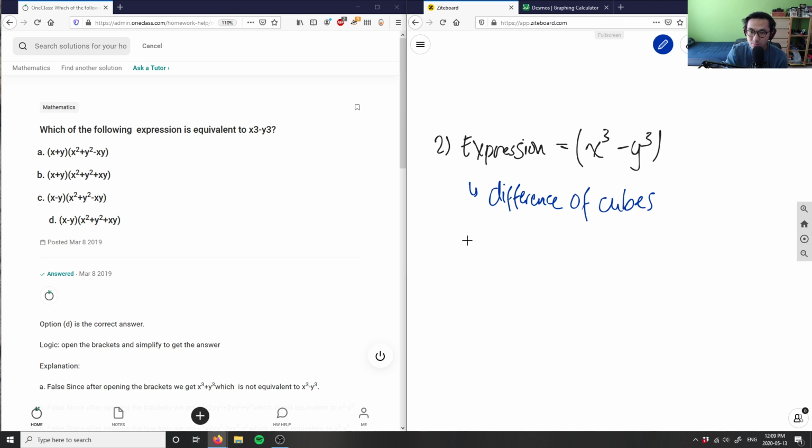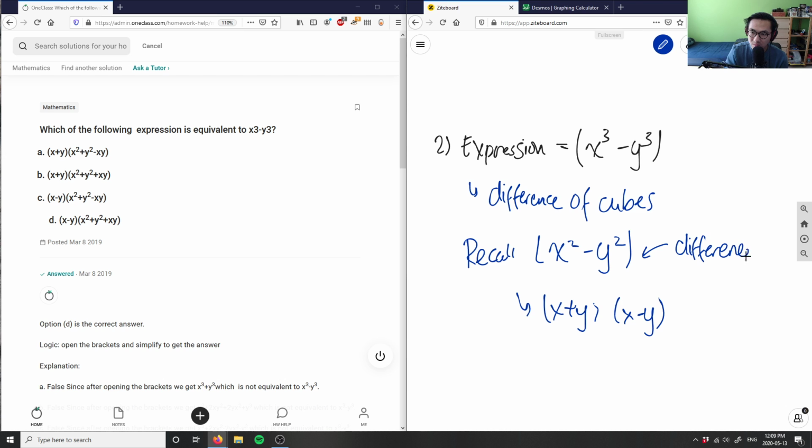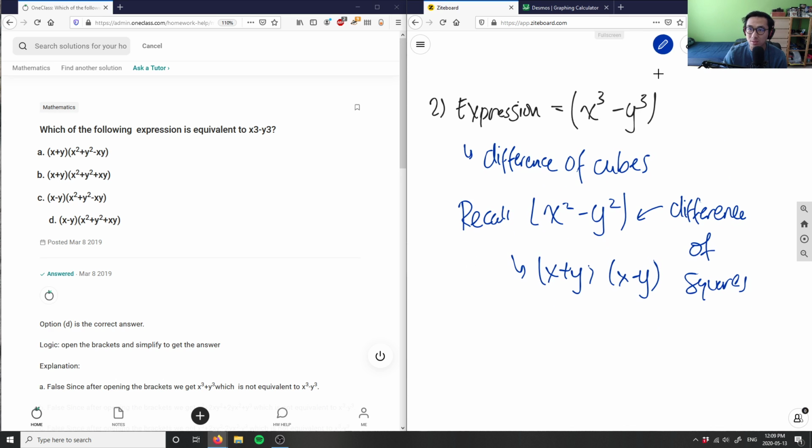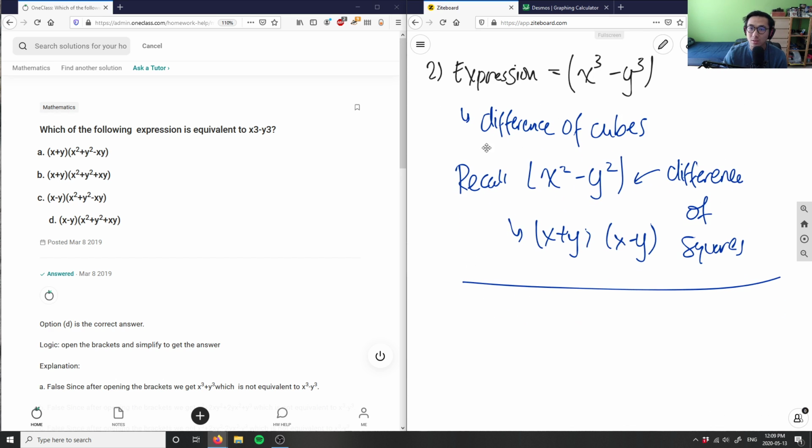So if you recall, if I had x squared minus y squared, I would get x plus y, x minus y, right? And if I factor that, I would get that. So this guy would have been a difference of squares, right? But now we have one level higher. So this here is a difference of cubes. So what does this mean?